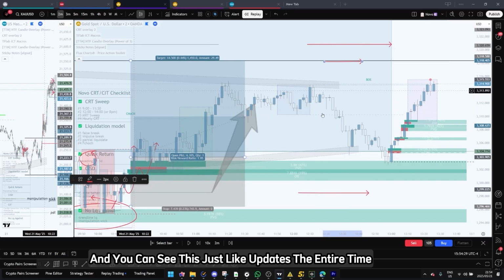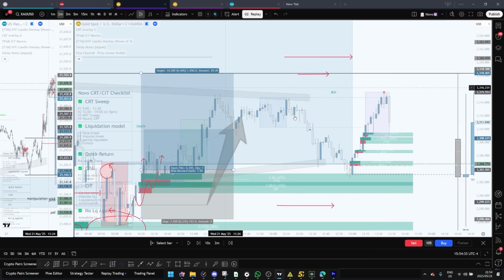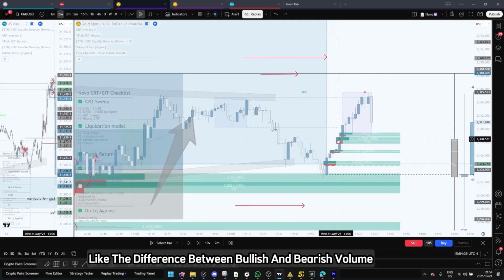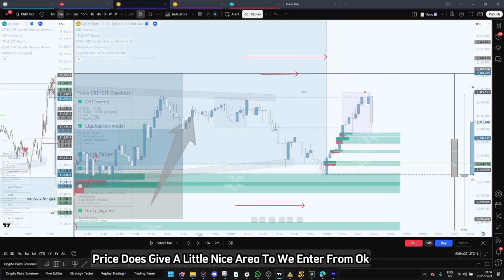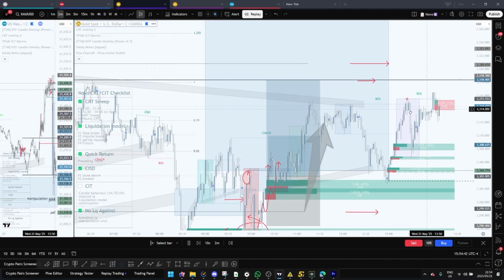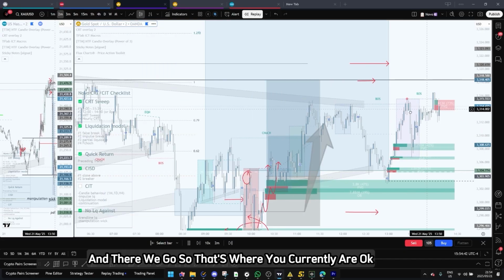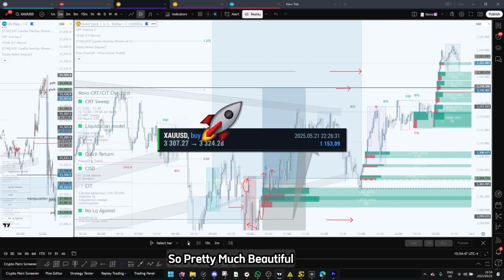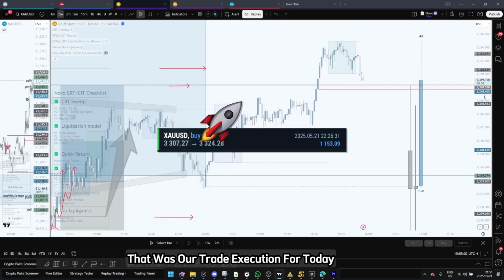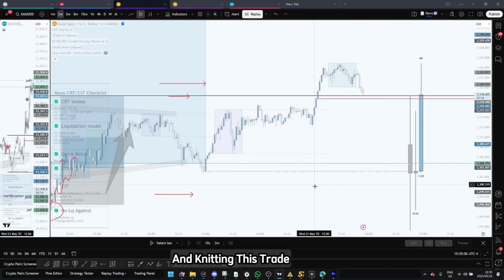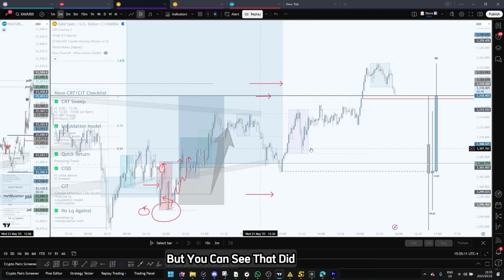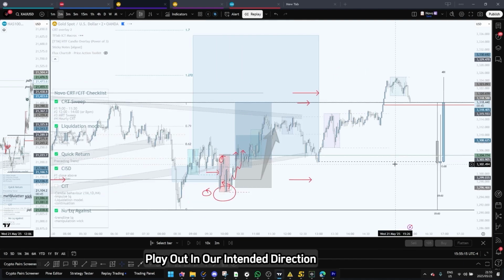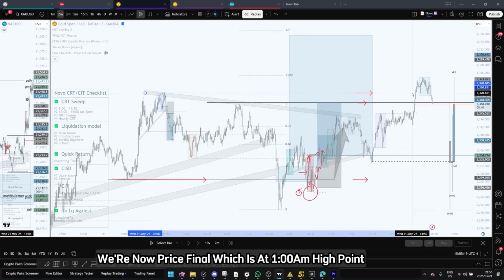And you can see this just updates the entire time, and it shows you the difference between bullish and bearish volume. So we're going to go up here. Price does give a nice little area to re-enter from. Okay, there we go, that's where we currently are. Pretty much beautiful. That was our trade execution for today. And netting this trade, I'll show you guys the exact amount somewhere here. But you can see that it did play out in our intended direction, with price finally reaching that 1 a.m. high point.